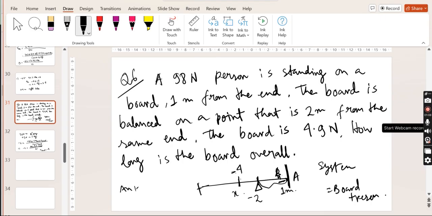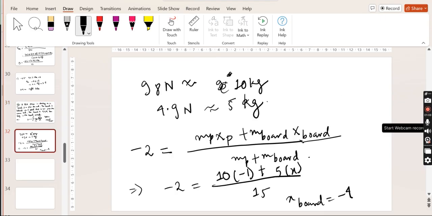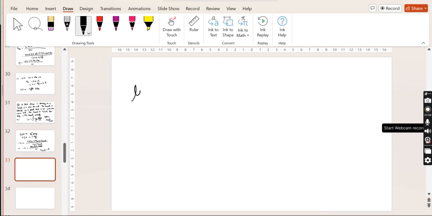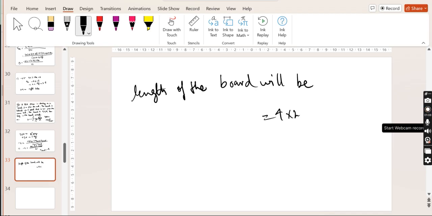So the whole length of the board will be 4 into 2, 8 meters.